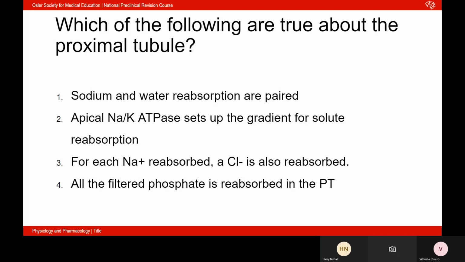And Na and Cl are not reabsorbed one-to-one early in the tubule. It's later in the tubule that there is reabsorption of sodium with chloride. And with regards to the phosphate, you actually need to secrete phosphate as a buffer to pick up the hydrogen ions, so it's not all reabsorbed for the system.